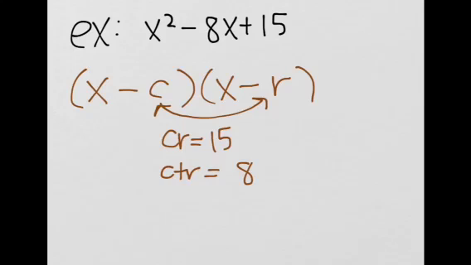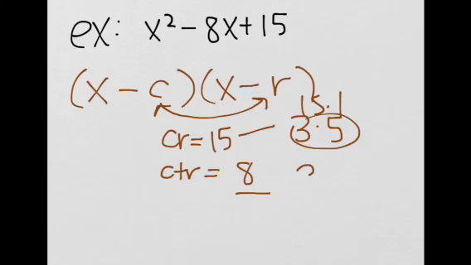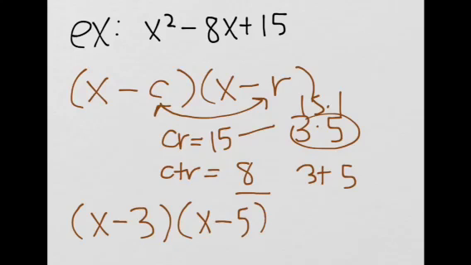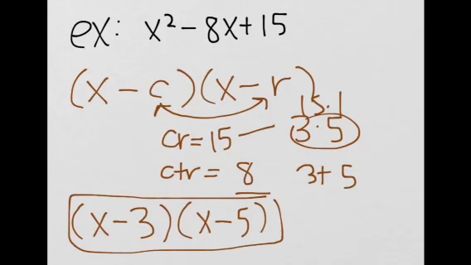So let's think about this. So c times r, we have 3 times 5. We have 15 times 1. Those are the 2. Which one, when you sum them, adds up to 8? Well, 3 plus 5 does, right? So we have 3 plus 5. So we know that this must be x minus 3 times x minus 5. And this is the solution, right?